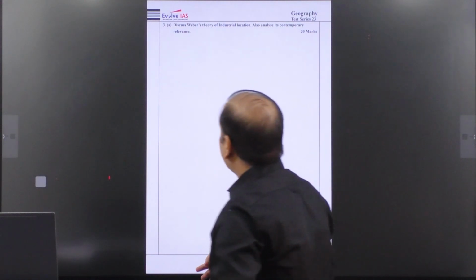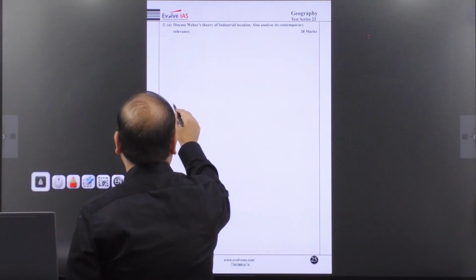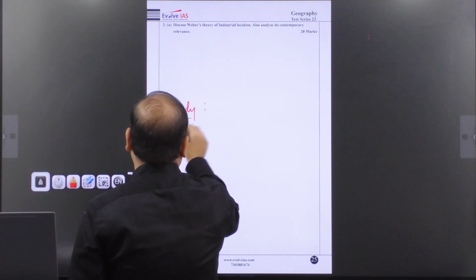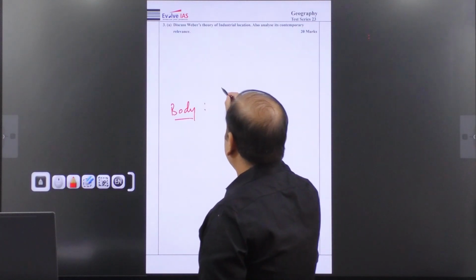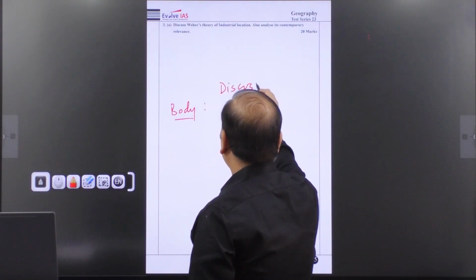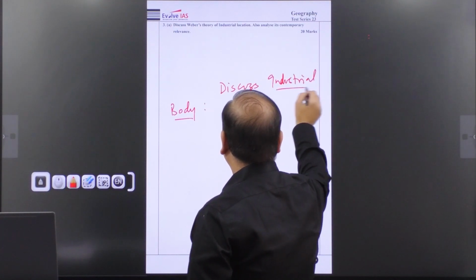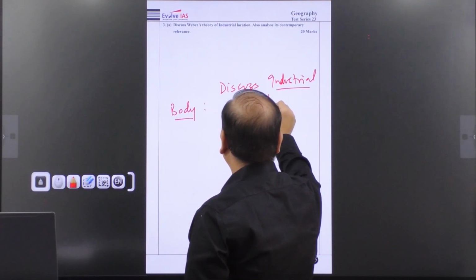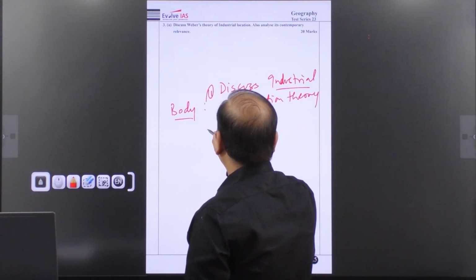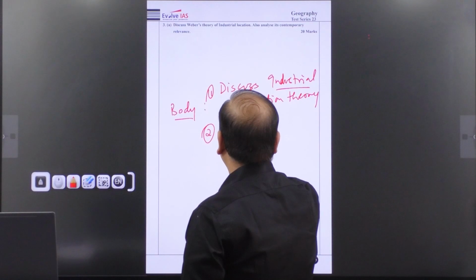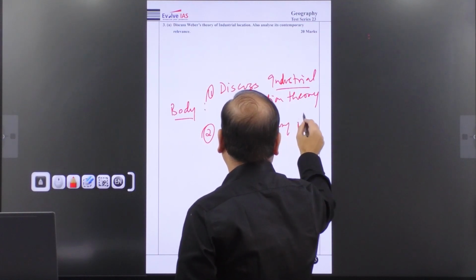So when you start looking at the question, you will find it has been asked in two parts, so the answer should also have two parts. The first part is to discuss the theory, that is, discuss industrial location theory. And the second part asks you to write about its contemporary relevance.